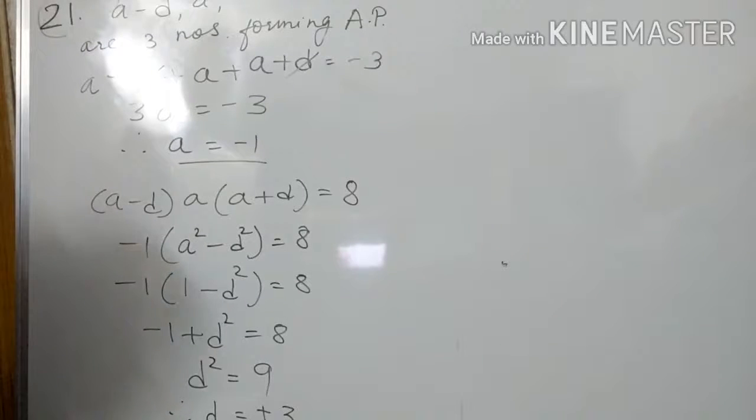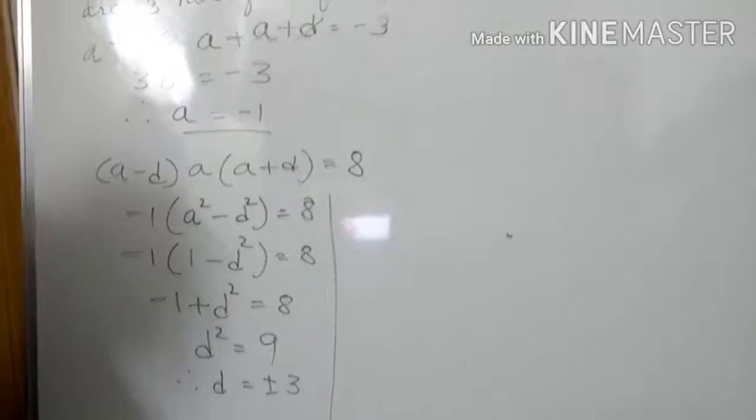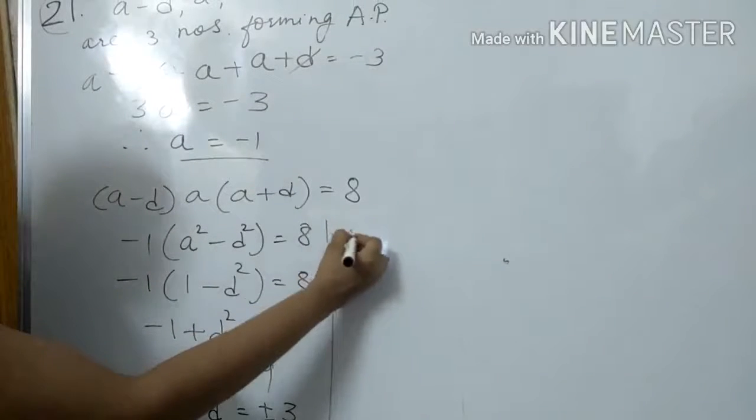Now here they asked to find out the 3 terms, 3 numbers. So here we get a is equal to minus 1. Now let us find that a minus d and a plus d numbers. But students, here the d value is either plus or minus 3.